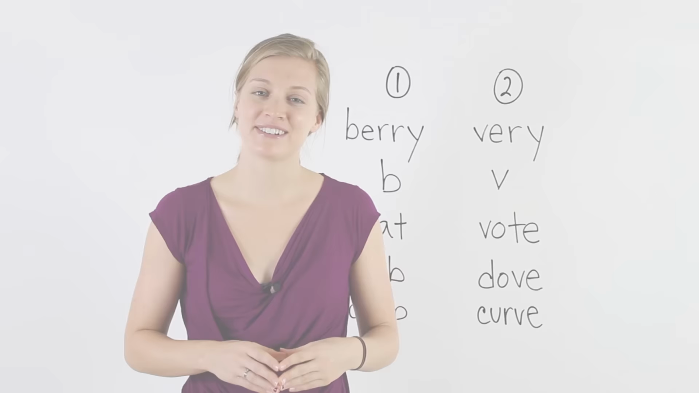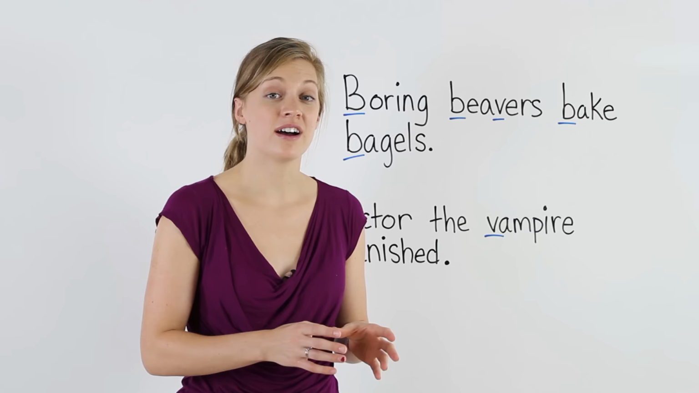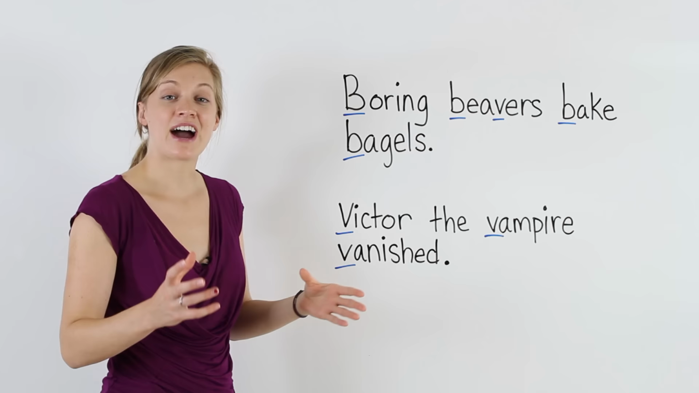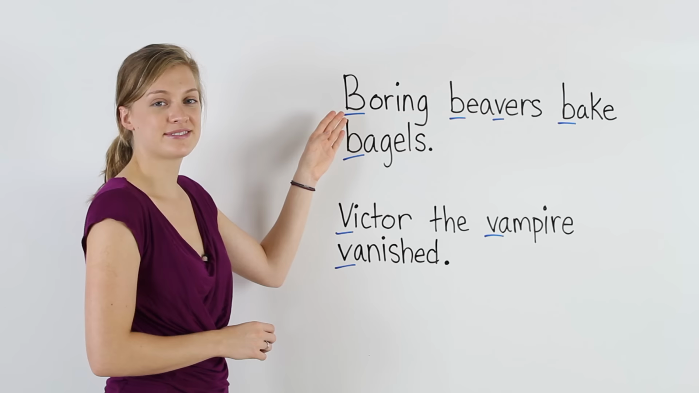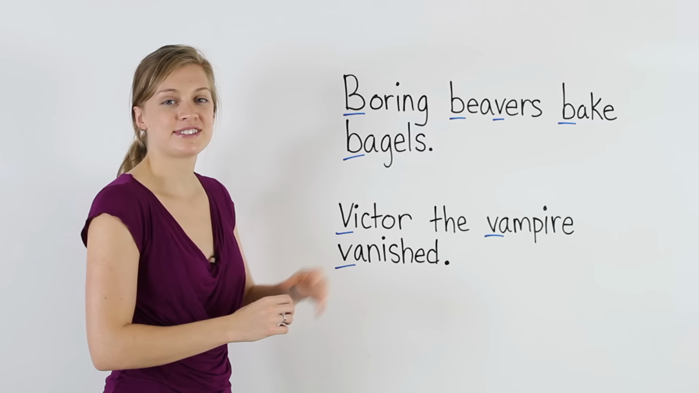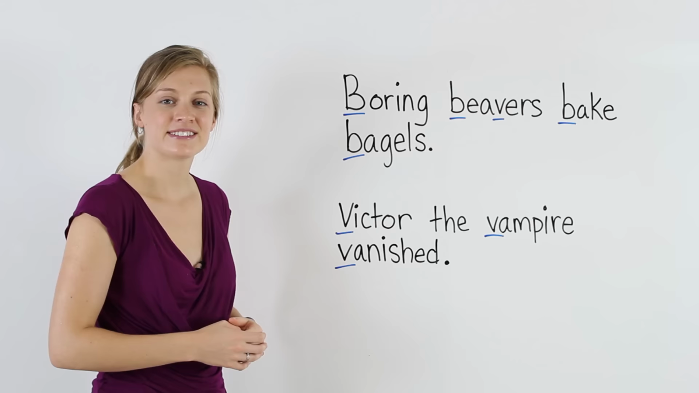Now, let's practice the B sound, ba, and the V sound, va, with some sentences. Our first sentence is the B sound, ba. Boring beavers bake bagels. Now, repeat after me and very slowly. Boring beavers bake bagels. Let's try again a little bit faster. Boring beavers bake bagels. Now you try. I bet you did well.